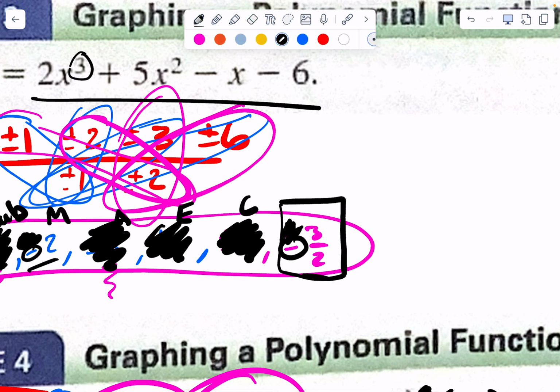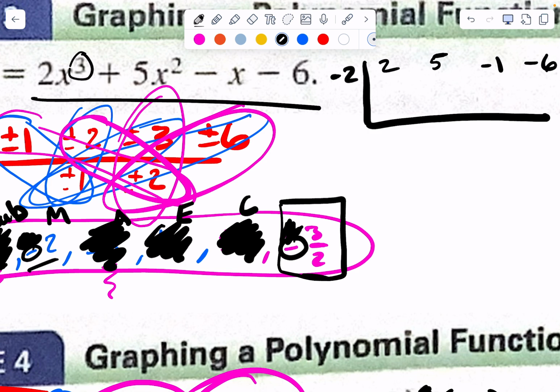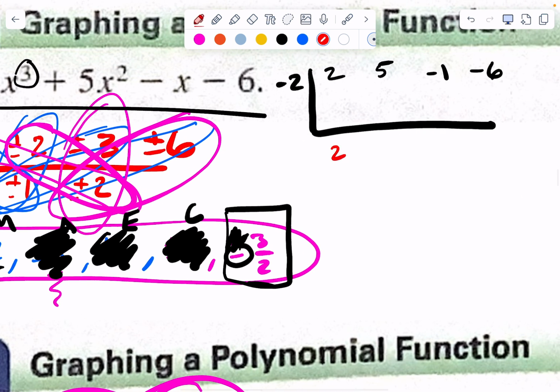Let's divide the 2 out first. I like that idea. So let's put negative 2 here. I'm going to do 2, and we don't have any zeros, right? 2, 5, negative 1, negative 6. Okay, 2 goes down. That will be negative 4. This will be 1. That will be negative 2. That will be negative 3. That will be positive 6. That will be 0.